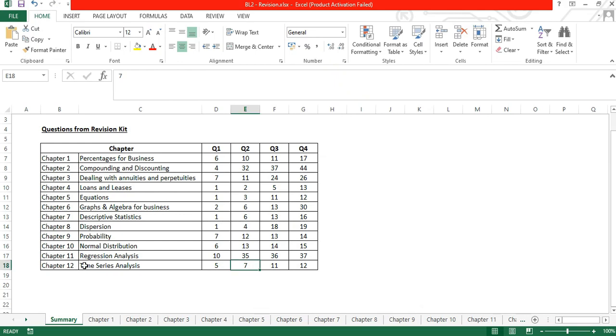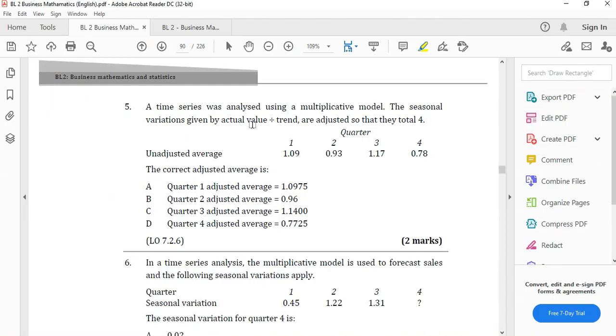Let's start with time series analysis. The first question, question number 5. They say a time series was analyzed using a multiplicative model. The seasonal variation given by actual value divided by the trend are adjusted so that they total to 4. That means the unadjusted average, when converting to the adjusted average, its total must be 4.